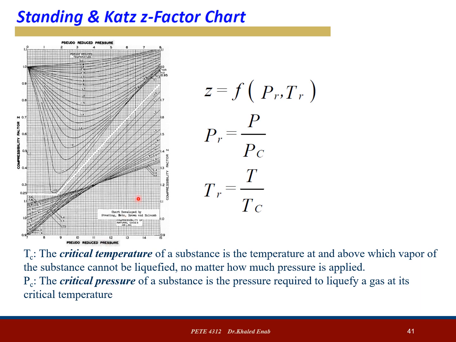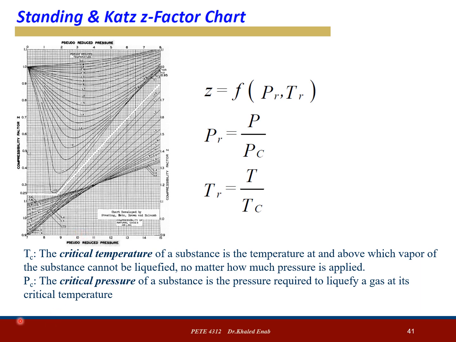So if I give you a substance and I ask you what's the Z factor of it, if I provide you with the pressure and the critical pressure of it, the current temperature, and its critical temperature, you simply apply those two equations, and then you come here, the pseudo pressure, you get it from here. Let's say it's 11, so it's right here, or 10.